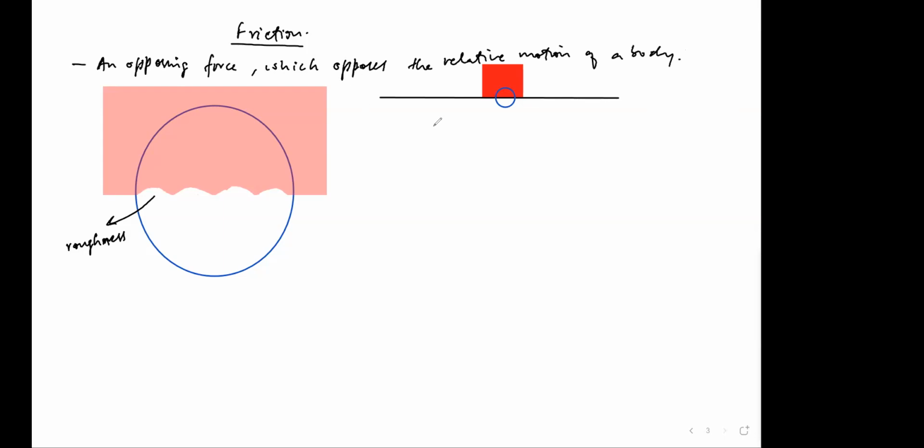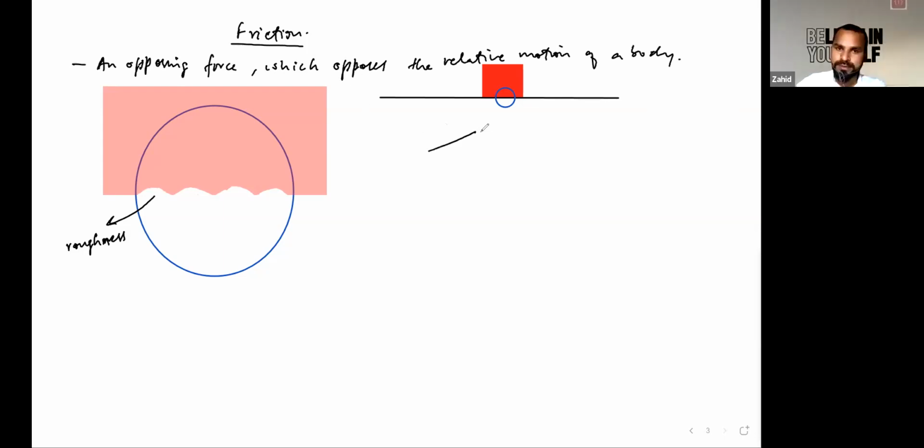Now we may divide this particular friction into two parts. First is called sliding friction, and next is called rolling friction. We may divide sliding friction into two parts. First is called static friction. Next is called kinetic friction. And third one is called rolling friction. I'm explaining you these all three terms.